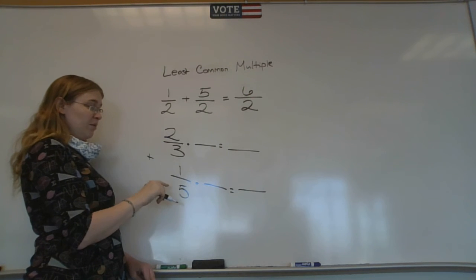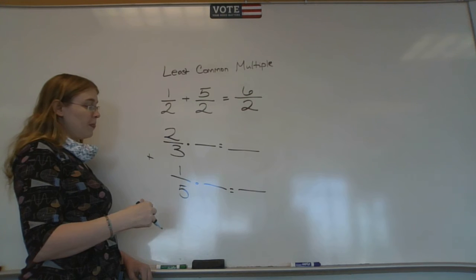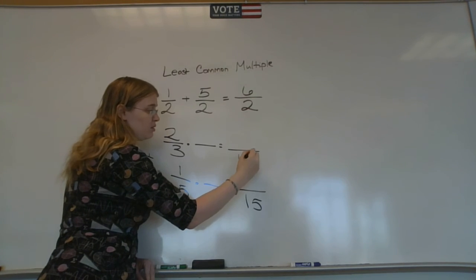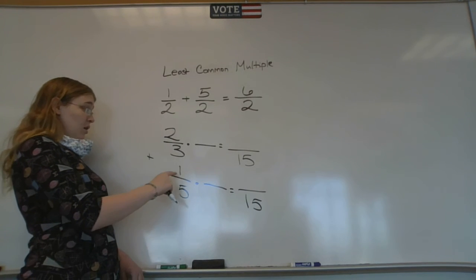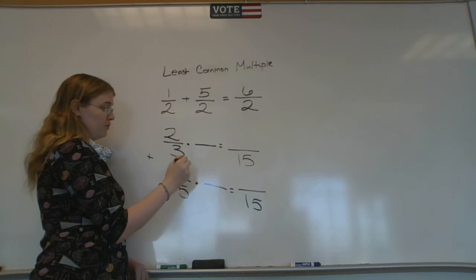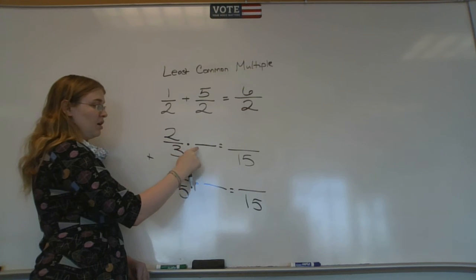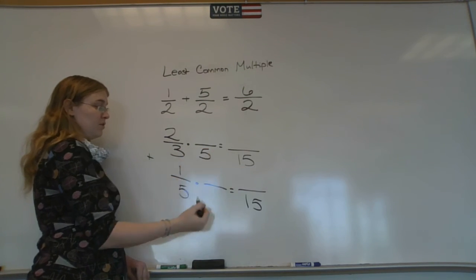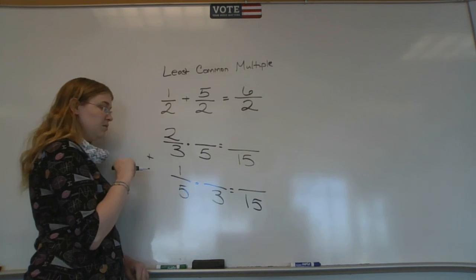We have to find the least common multiple of 3 and 5. Now, luckily, we already did that in my previous example. The least common multiple of 3 and 5 is 15. So that's what our denominator for our end result is going to be. So right here, this is set up to multiply by another fraction. And whatever we multiply by here should equal 15. 3 times something equals 15. So 3 times 5 is 15. Right here, 5 times 3 is 15.